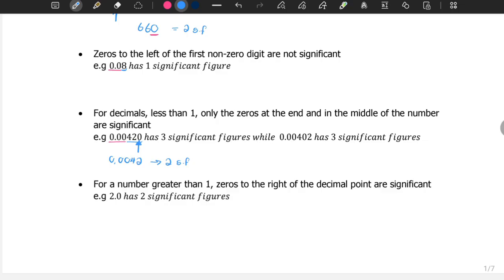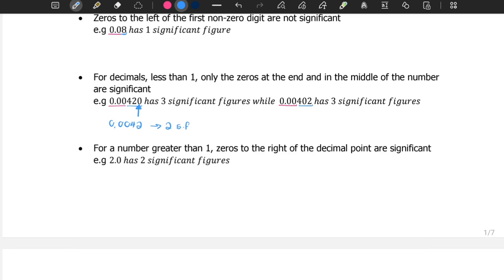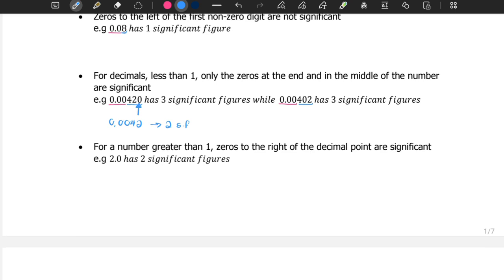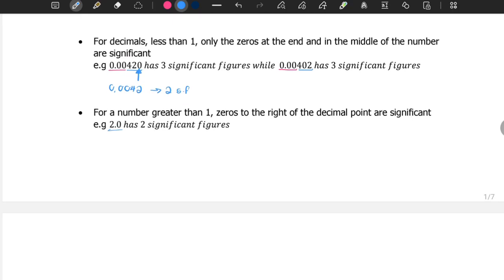And for the zeros in the middle, looking at this number, 0.00, those are non-significant. Then the 402, that is significant. So 3 significant figures as well. And then for a number greater than 1, zeros to the right of the decimal point are significant, right? So intentionally adding numbers after the decimal point which are zeros, those are significant. For example, 2.0, that means both 2 and the 0 are significant. So 2 significant figures.